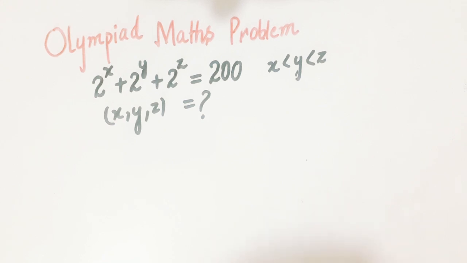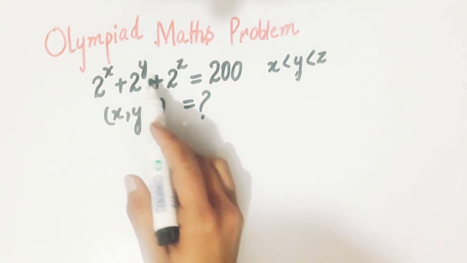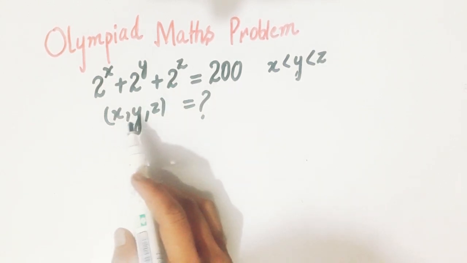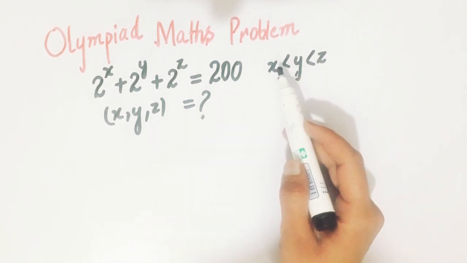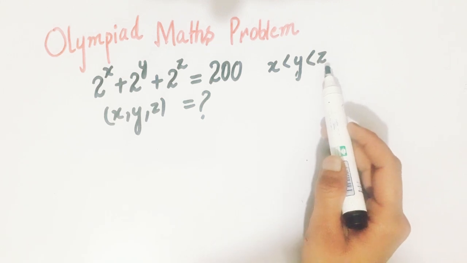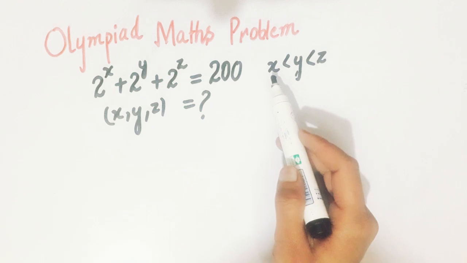In today's video, we will solve a very interesting Olympiad math problem: 2 raised to power x plus 2 raised to power y plus 2 raised to power z equals 200. You have to find the value of x, y and z, and the condition is given that x is less than y and y is less than z. It means z is the greatest, y is less than z, and x is the smallest.